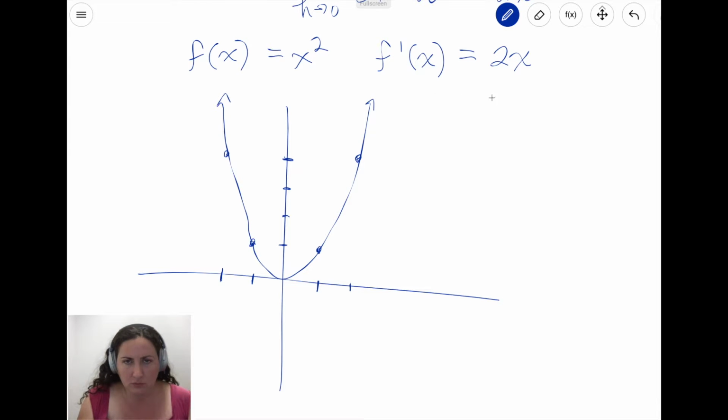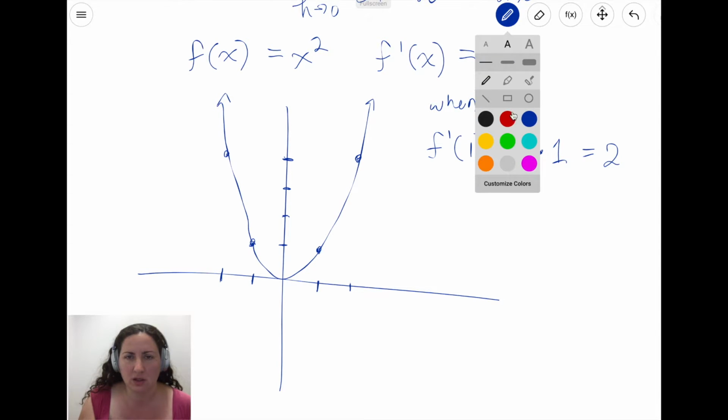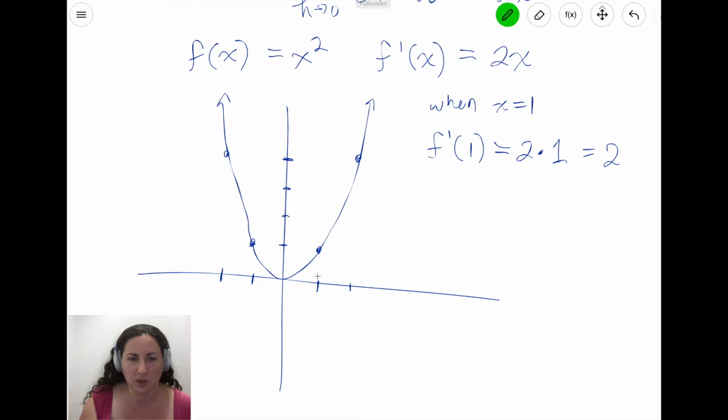So let's actually choose specific values of x in this derivative formula here. If I let x equal 1, then we have that f prime of 1 equals, I'm just going to use the derivative formula we calculated, 2 times 1, or 2. So what that's saying is that if we draw in the tangent line to the curve at the point when x equals 1, so at this point 1, 1, the derivative told us that the slope of that line should be 2.